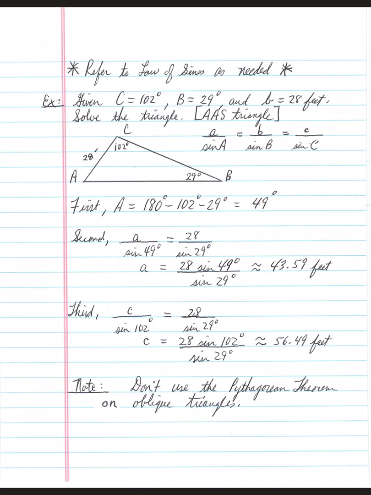Now, I didn't write these answers in the diagrams just to avoid clutter. So that's the first thing. If you ever see you've got two angles, subtract them from 180, that's automatically the third. That's always money in the bank.